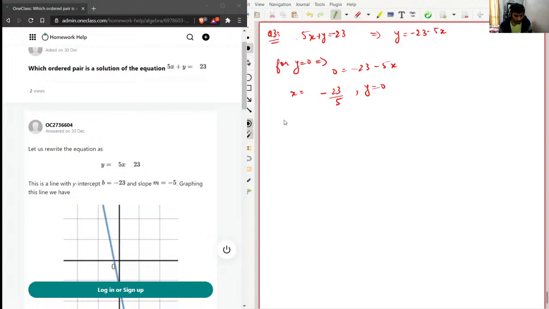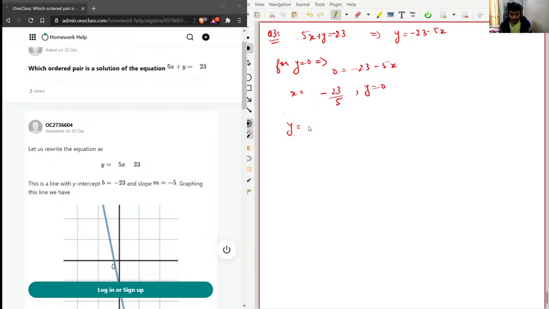Okay, so what they have done is converted this equation into the slope intercept form. I am not able to remember the exact name at first, but it was the slope intercept form of the equation. Yeah, so they have converted this equation of a straight line into slope intercept form.